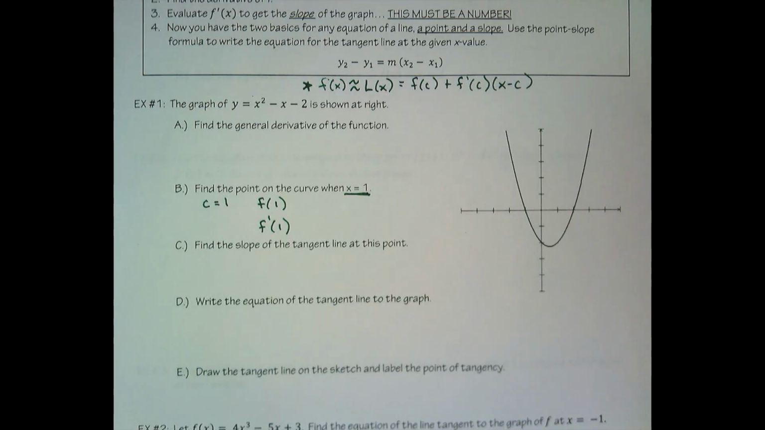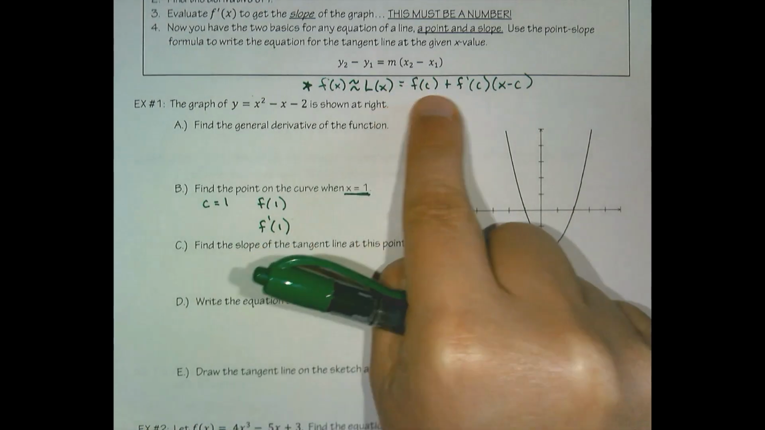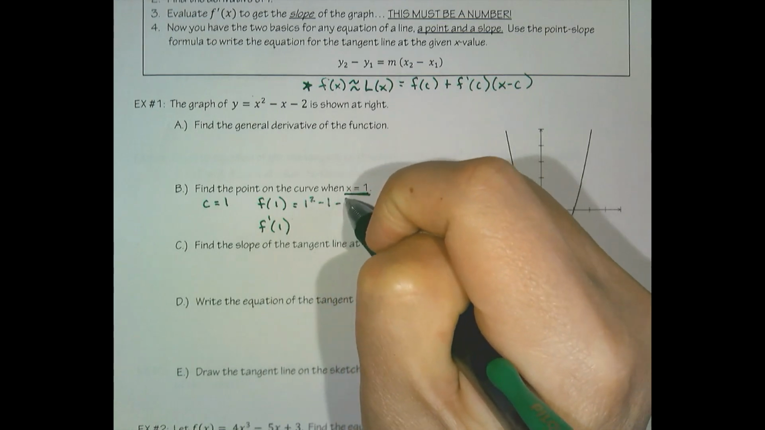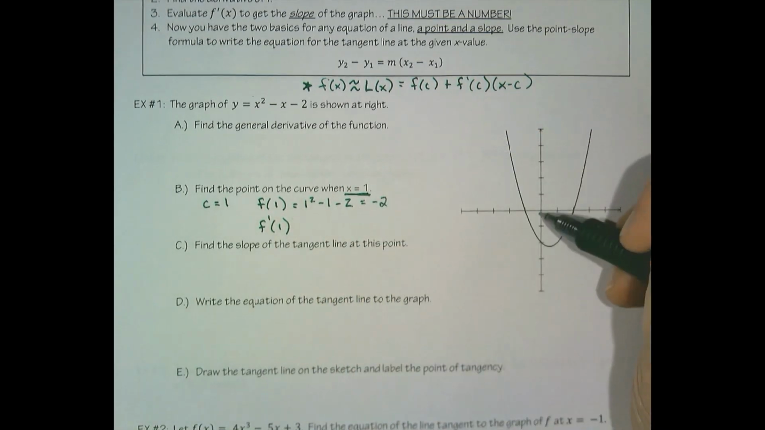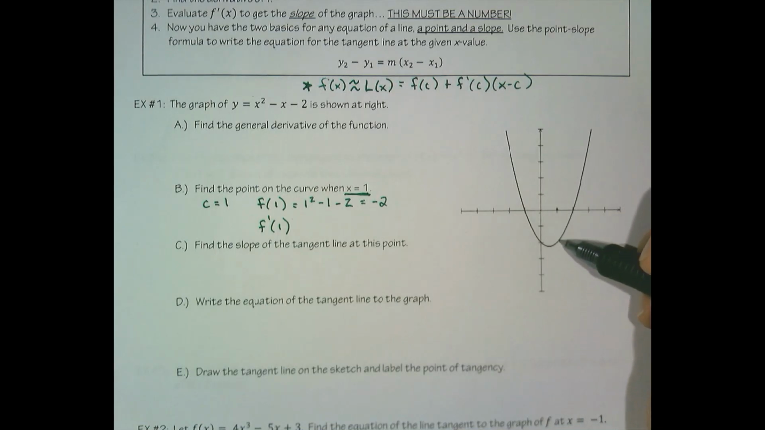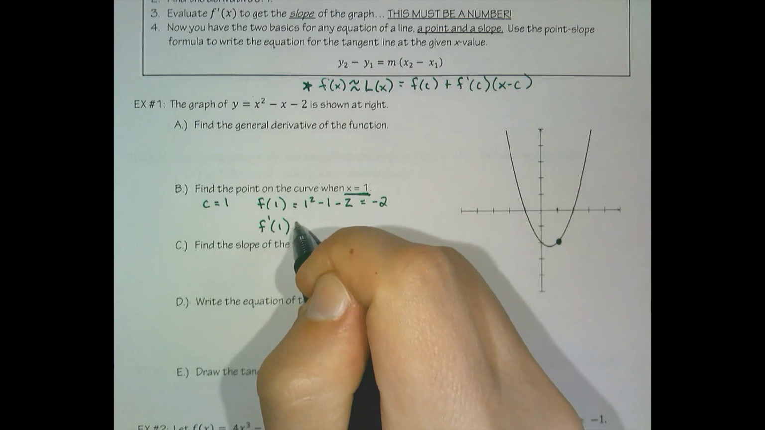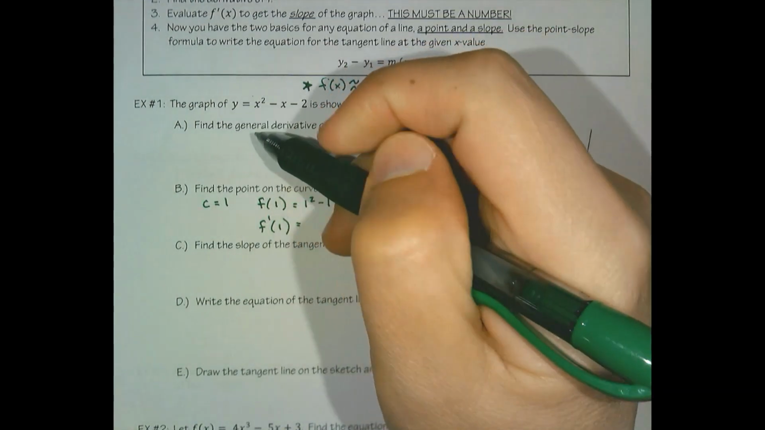But let's go about this process of finding f of 1 and f prime of 1, because that's what's going to go in here. f of 1 is 1 squared, subtract 1, subtract 2, which is negative 2. And visually we can see that on the graph. At 1 we are at a height of negative 2. And then f prime of 1, in order to evaluate that expression, we are going to need to find the derivative. And that's what we're doing in part A.